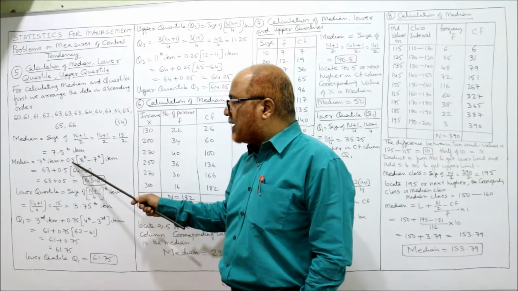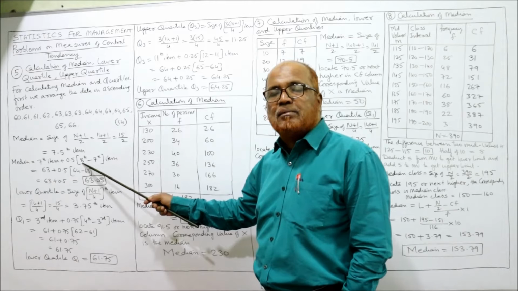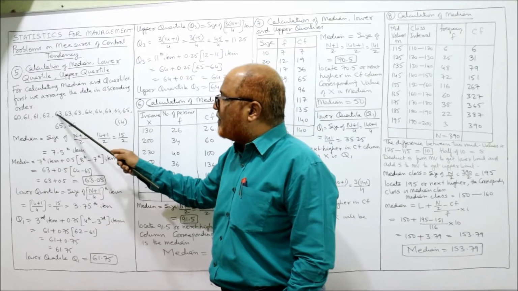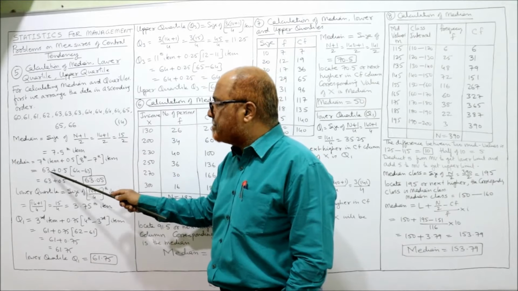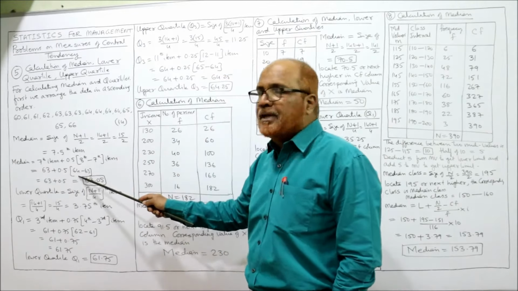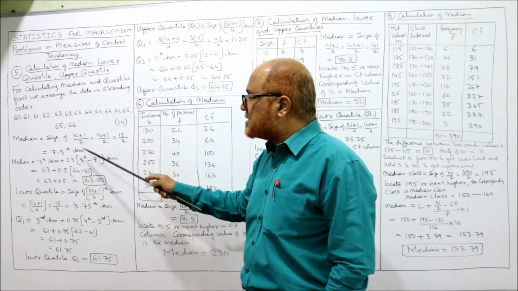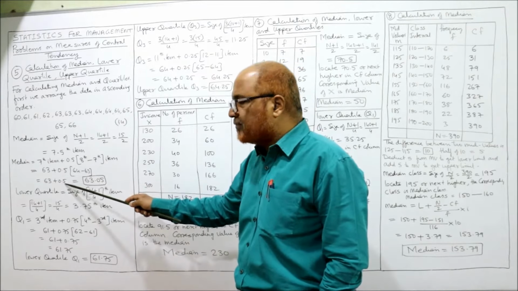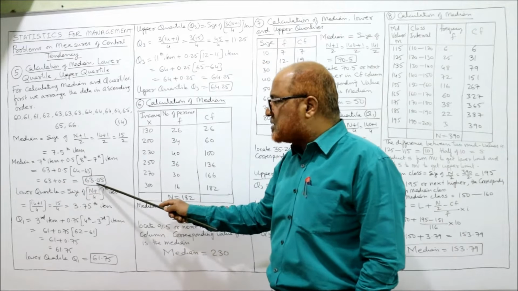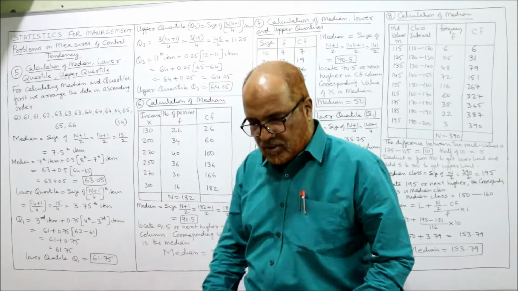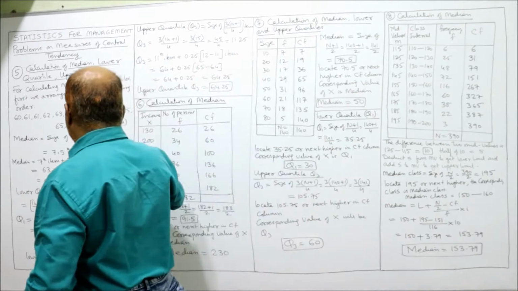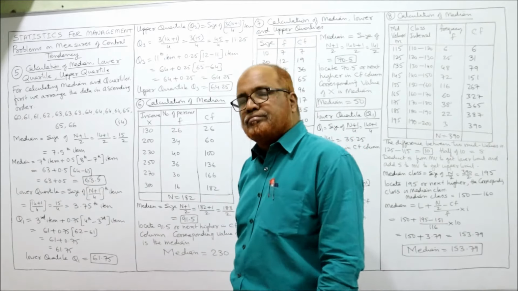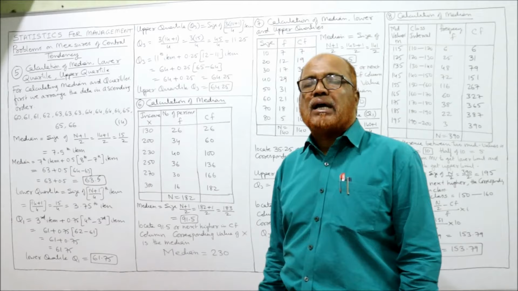times (8th item minus 7th item). What is the 7th item here? 1, 2, 3, 4, 5, 6, 7. The 7th item is 63, and the 8th item is 64. So 64 minus 63 is 1, and 1 into 0.5 is 0.5. So 63 plus 0.5 is 63.5. 63.5 is the median value.